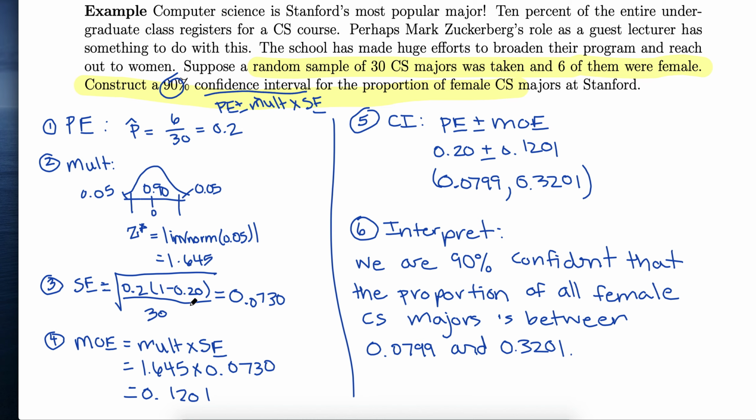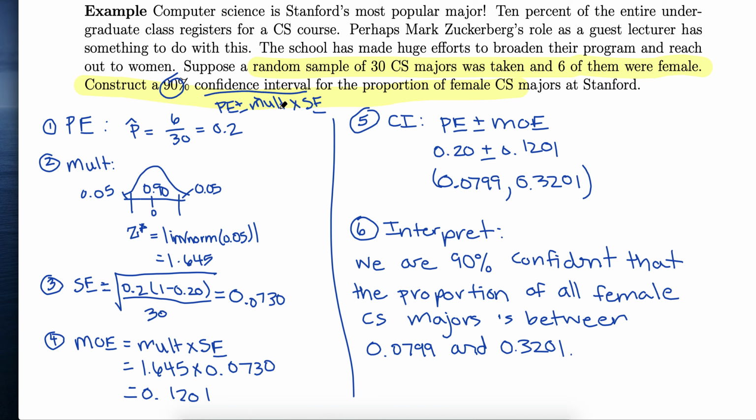And then our last piece is the standard error. So square root of p hat times 1 minus p hat over n. We expect p hat to vary by about 7% from sample to sample. Now we have all of our three major pieces here: point estimate, multiplier, standard error. All we need to do is start putting these together.